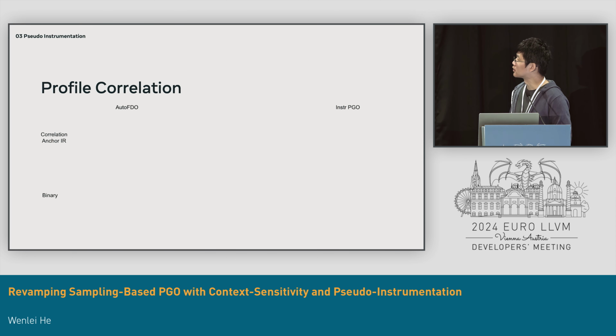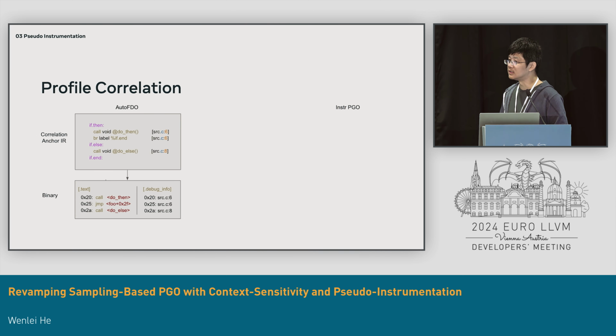Let's talk about profile correlation first. This is about mapping the profile on the fully optimized binary back to a profile on an optimized IR. The key to that is to have a set of really reliable correlation anchors. Now let's compare the profile correlation anchors of existing PGO and see how we can improve upon that.